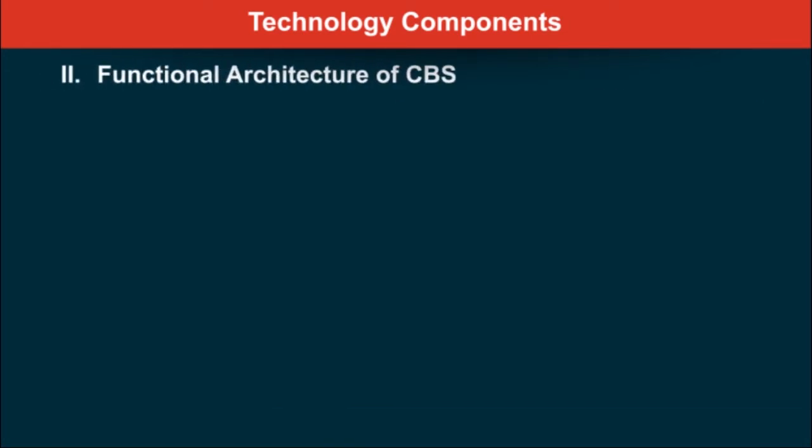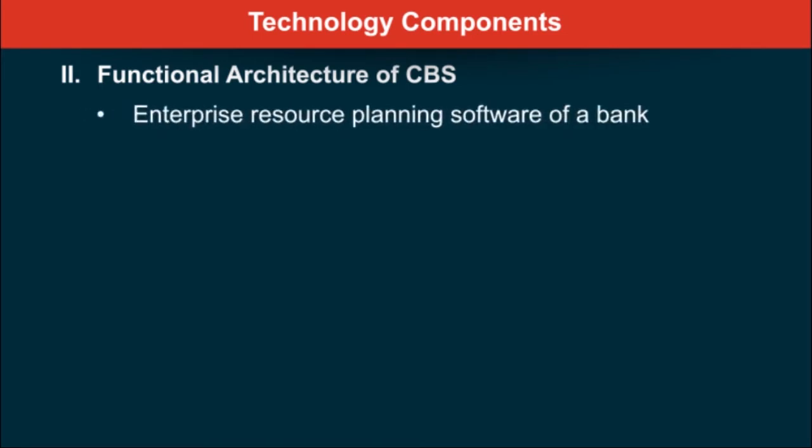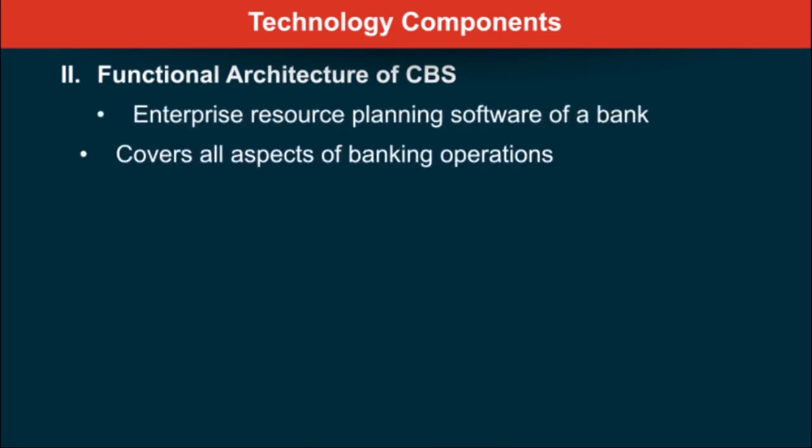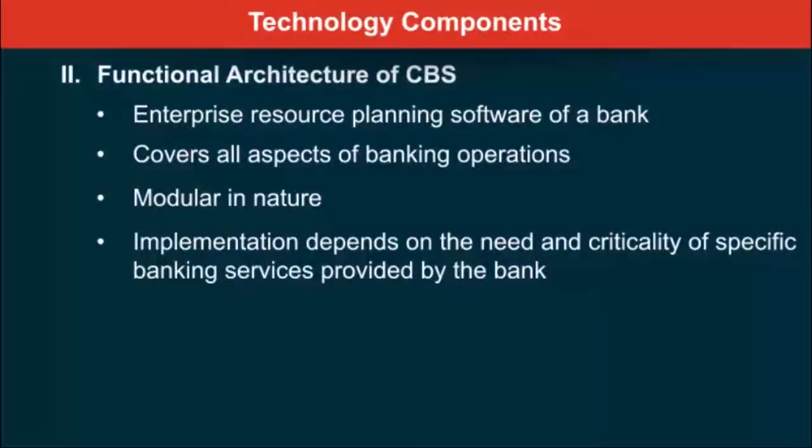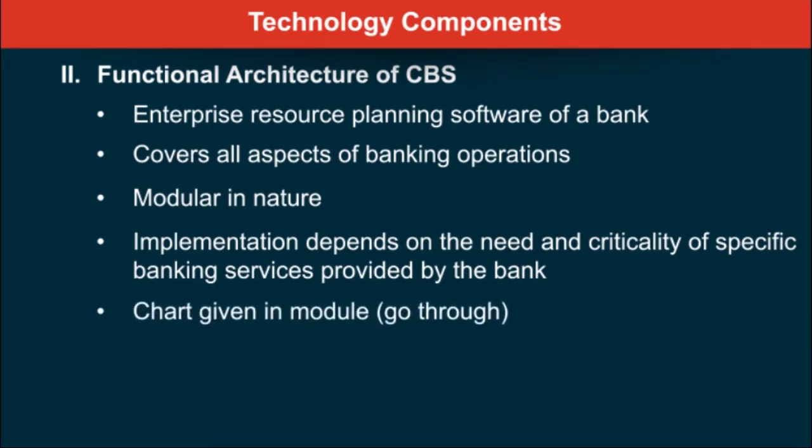What is a functional architecture? Basically, ERP software is required, enterprise resource planning software of a bank, which covers all aspects of banking operations and is modular in nature. That's a key characteristic of ERP, which we have already discussed. And implementation depends upon what is the need in a particular bank, what is the criticality of specific banking services. Accordingly, a chart has been given in the module which you can go through.